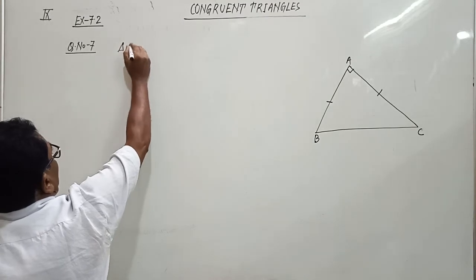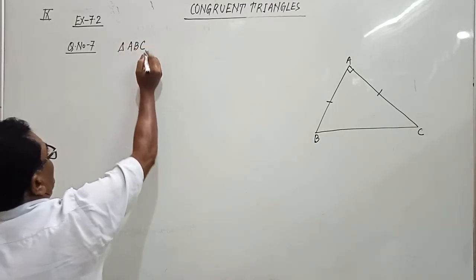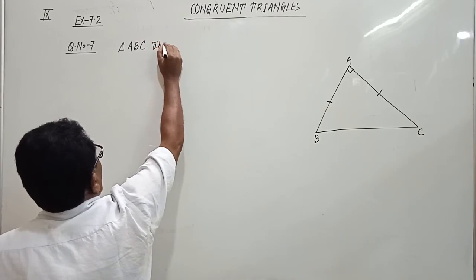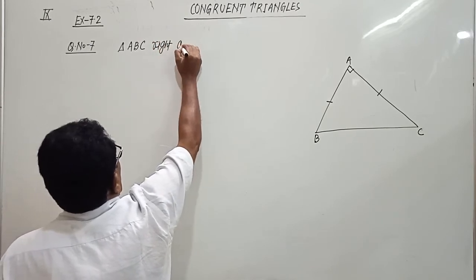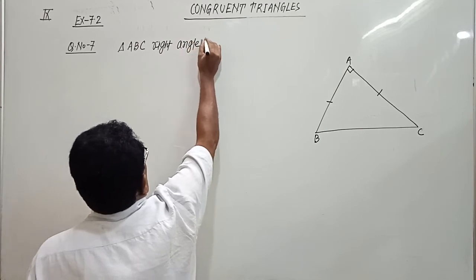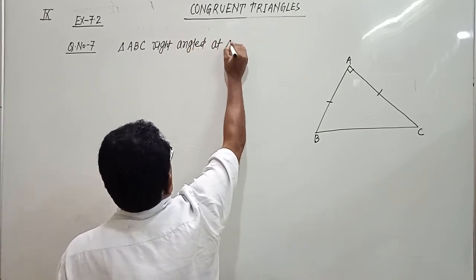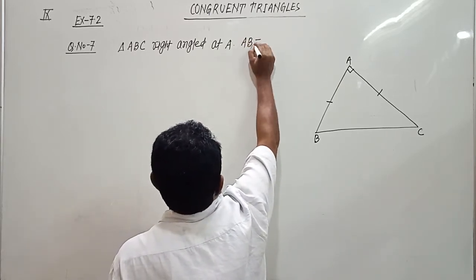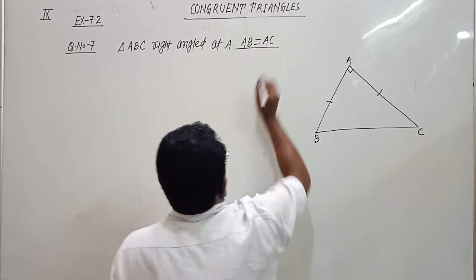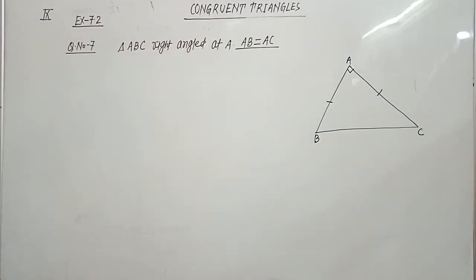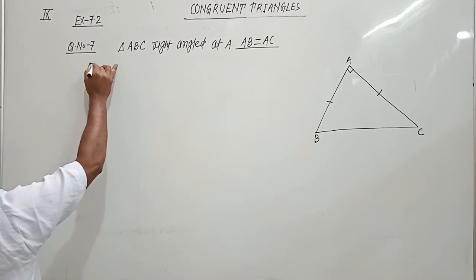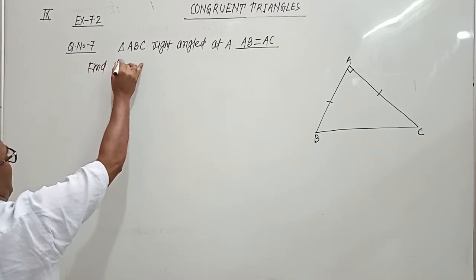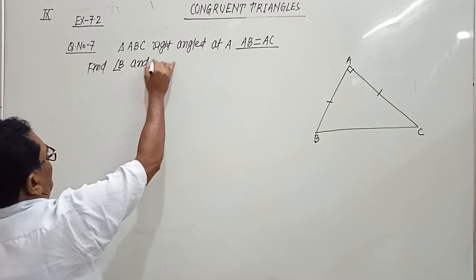So given triangle ABC, right angle at A, and AB equals to AC. Side AB is equal to side AC. Then calculate angle B and angle C. Find angle B and angle C.